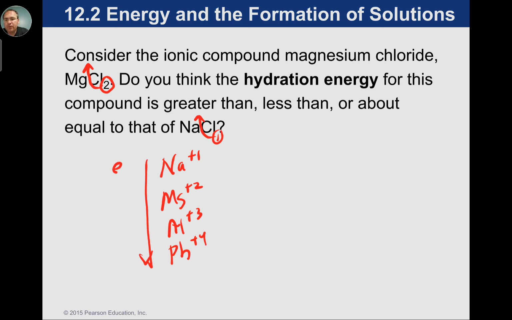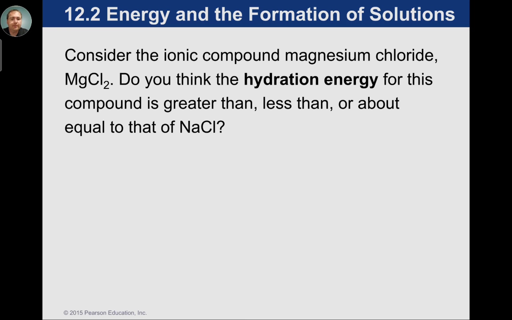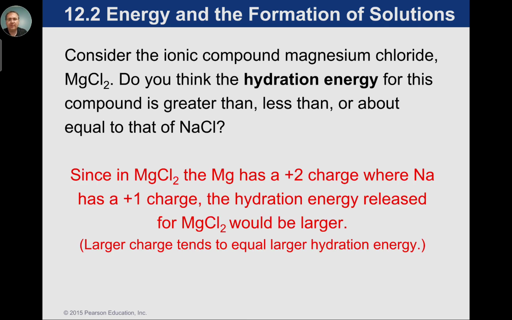So energy is going to increase with more charge because you would have more attraction to have to break. You're going to have more attraction to a higher positive charge than to a lower positive charge. So the easiest way to think about that one is higher charge, higher hydration energy. So magnesium is definitely a winner here because it has a +2.